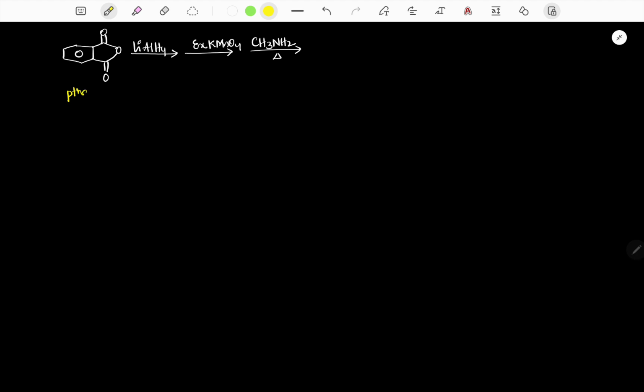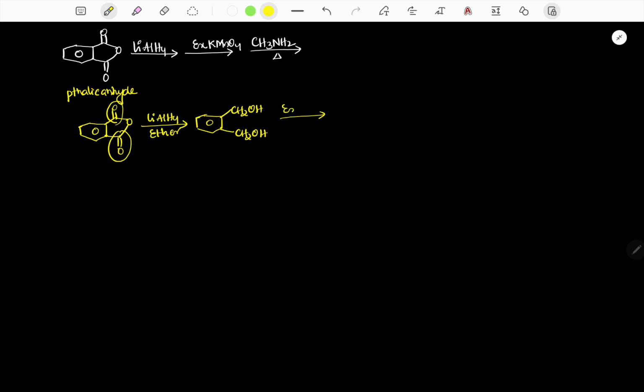The reactant is phthalic anhydride. When phthalic anhydride is treated with lithium aluminum hydride, it is a strong reducing agent, so we always use ether as a solvent. Therefore here, because of the strong reducing nature, these two carbons undergo reduction, and finally we get the corresponding primary alcohol, CH2OH, because of complete reduction with lithium aluminum hydride.